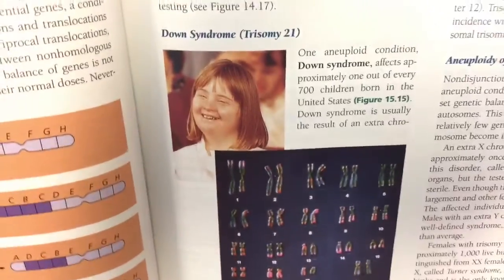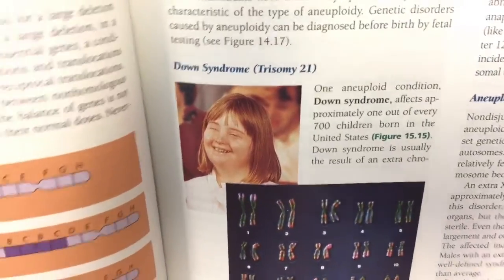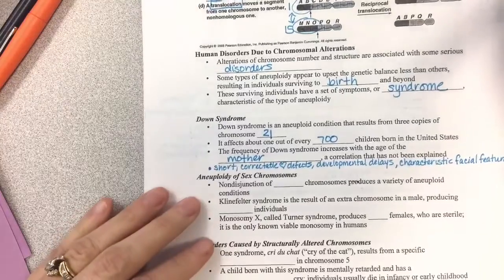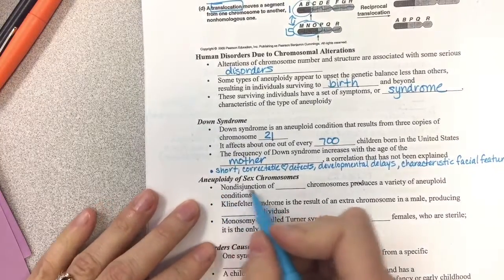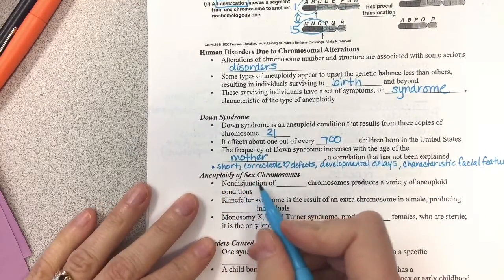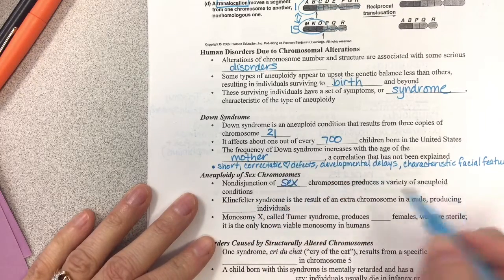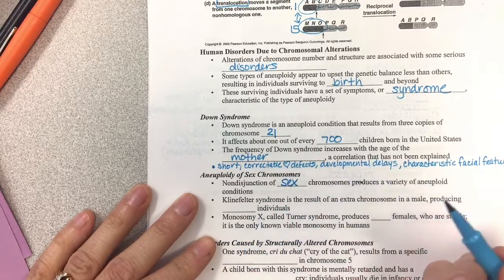And so this is her karyotype. If you look, she would have 3 chromosome number 21s, so abnormal numbers of chromosomes. Then we can also have the aneuploidy of sex chromosomes. So non-disjunction of sex chromosomes also produces different conditions.